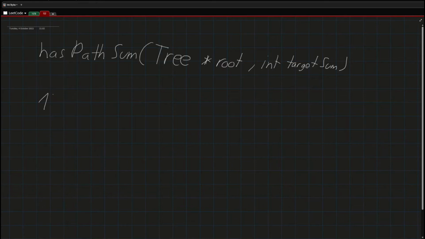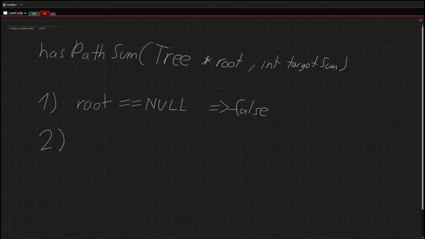So, first case, root is null. So actually we don't have a tree, the tree is empty. And this case is already defined in the problem statement, or to be more precise in the example. In this case, we should always say that there's no path sum, because there's no path.